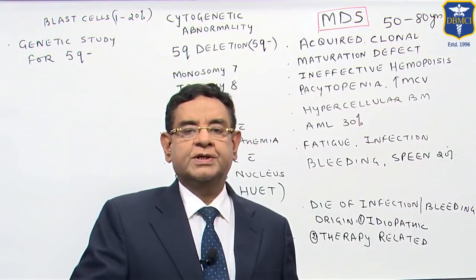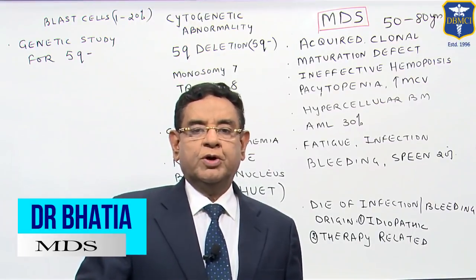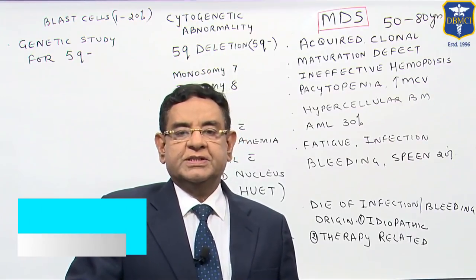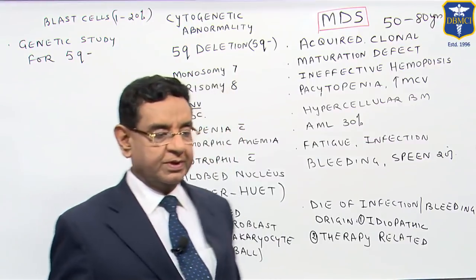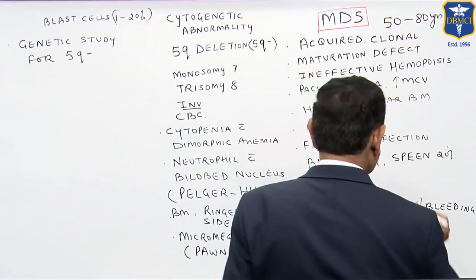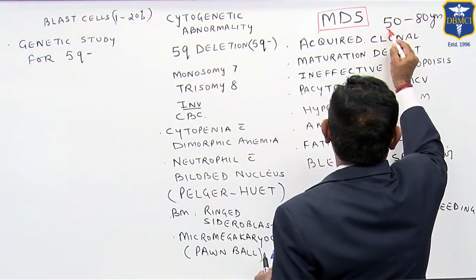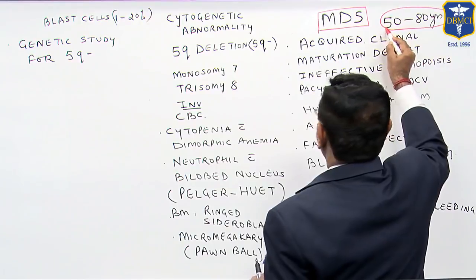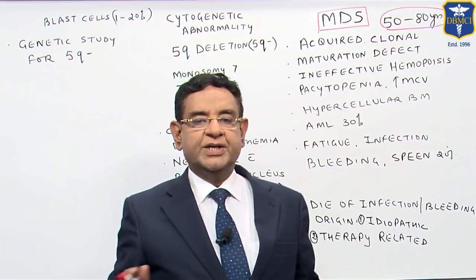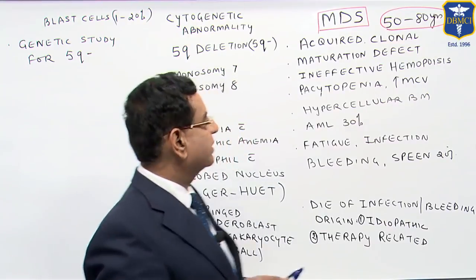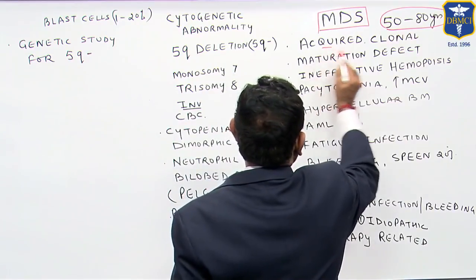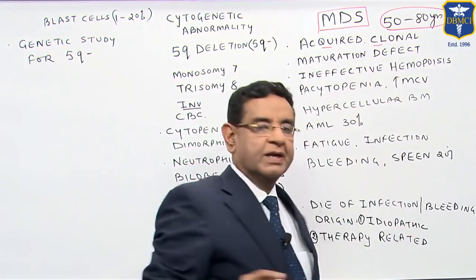Hello friends, now I will be talking to you about MDS, that is myelodysplastic syndrome. This is a disease which affects the elderly person, at the age of 50 to 80 years, and it's an acquired clonal abnormality.